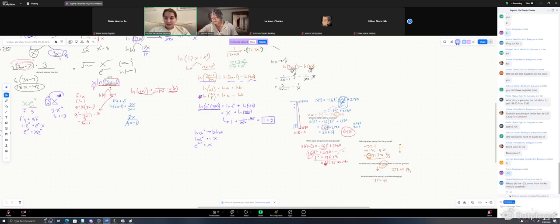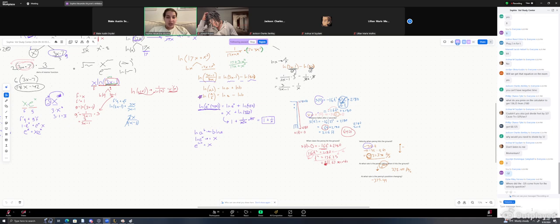Okay, anyone else? Someone asked, where did the negative 32t come from for the velocity question? Great question. They're asking about this. How do we just decide to multiply that with our t? So that comes from up here. Position function, velocity function. Velocity is the derivative of position. And we used power rule over here, and we got negative 32t for our velocity function.